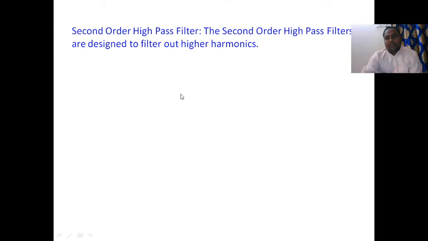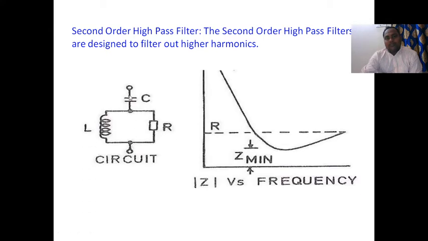Second order high pass filter. The second order high pass filter is designed to filter out higher harmonics. Please see, the high pass filter has three elements: R and L are in parallel, C is in series. Please observe the diagram, impedance versus frequency graph.